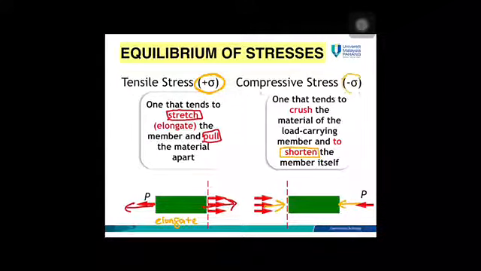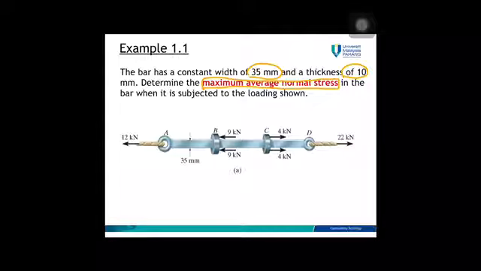For this question, you can see that there is a 12 kN at point A, 9 and 9 kN at point B, 4 and 4 kN at point C, and a 22 kN applied load at D. How to calculate the average normal stress is by sectioning the area. So you section between AB, between BC, between CD. When you section, you expose the internal forces. When you have the internal forces, then you can calculate the stress. So first you need to section.